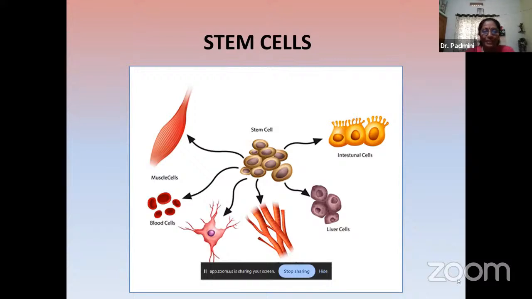So we'll talk about stem cells, and we all know what stem cells are and how important they are in regenerative medicine, and also when you're going to talk about different diseases, maybe an autoimmune disease or a genetic disease. Scientists are really working hard towards developing stem cells so that they can cure different types of diseases.